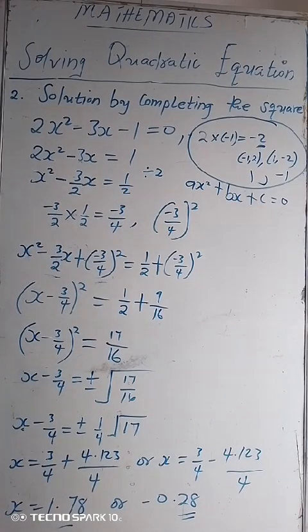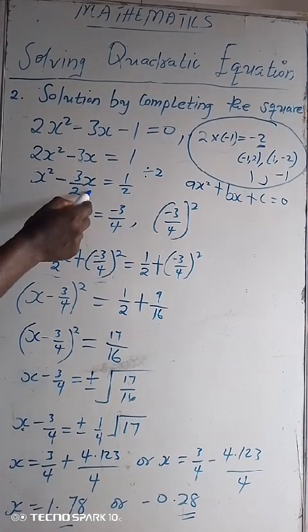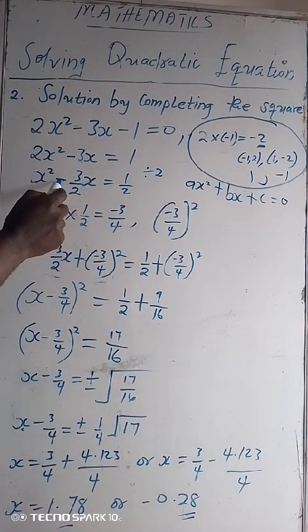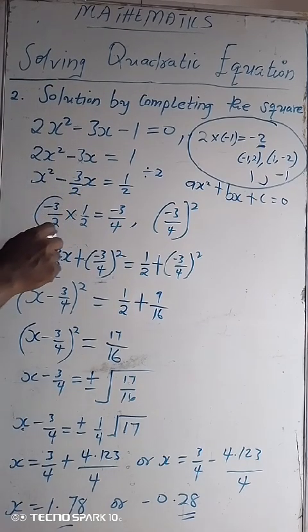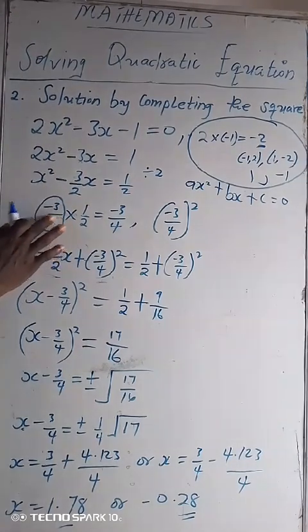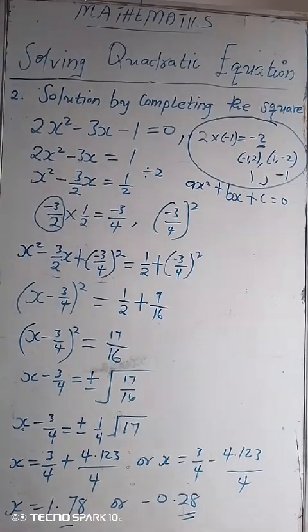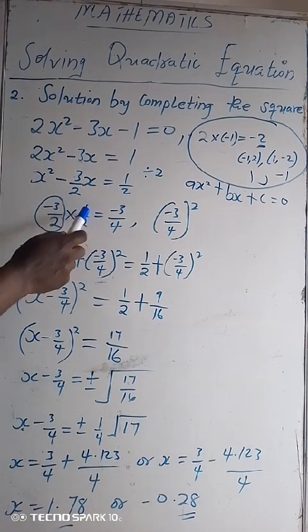Now our focus will be on the coefficient of x. The coefficient of x is negative 3 out of 2. So after identifying our coefficient of x, which with respect to this is negative 3 out of 2, we multiply it by half, that is, we multiply it by 1 out of 2.